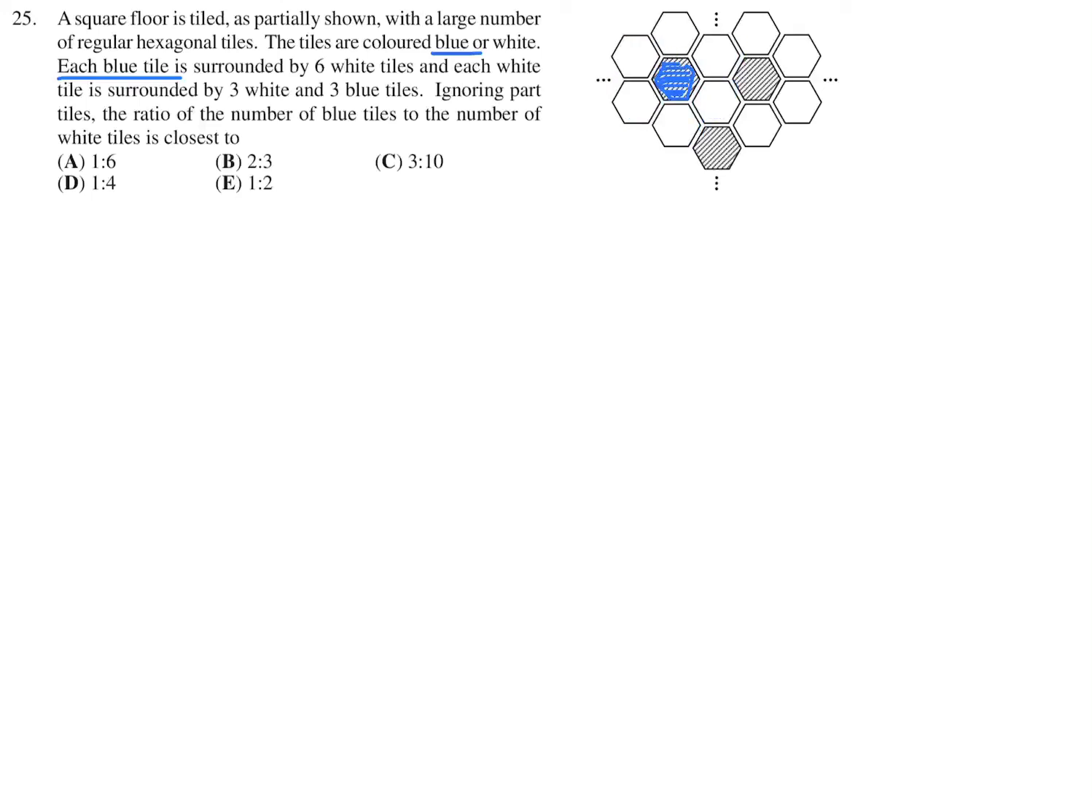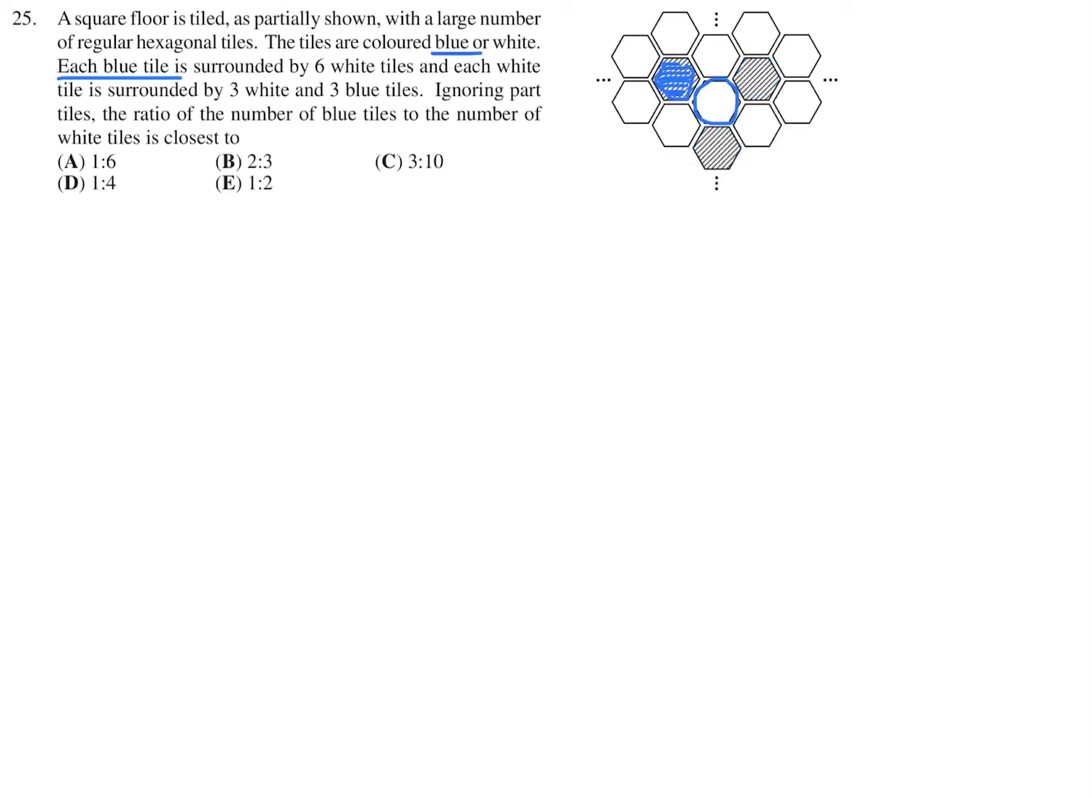And then they also tell you that each white tile is surrounded by 3 white and 3 blue. So for example, this is a white tile. It's surrounded by 3 white, 1, 2, 3, and it's surrounded by 3 blue, 1, 2, 3.